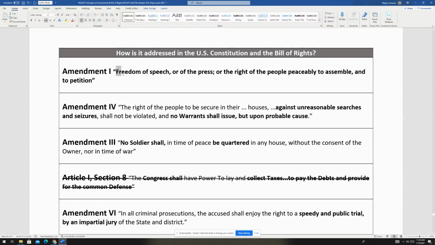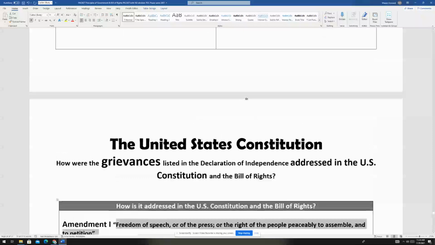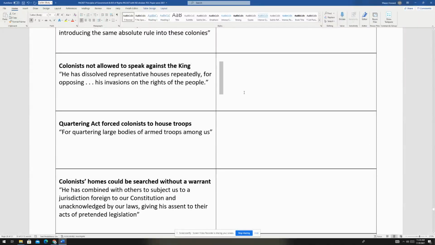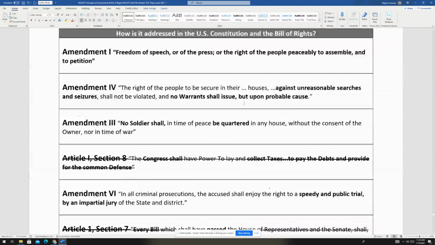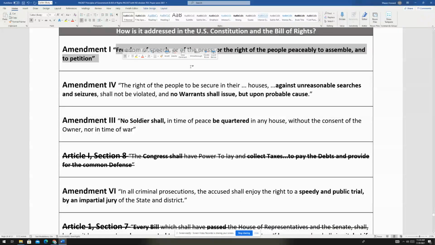So you're going to put this right here. Freedom of speech, press, the right of the people to peacefully assemble and petition. You have to write everything that's in bold right in here. So I'm going to scroll down for you so you can just copy it. Ready, set, and go.